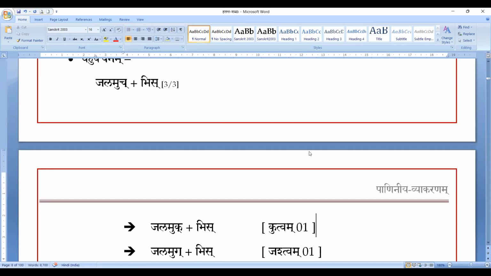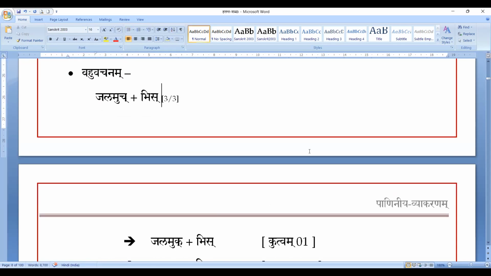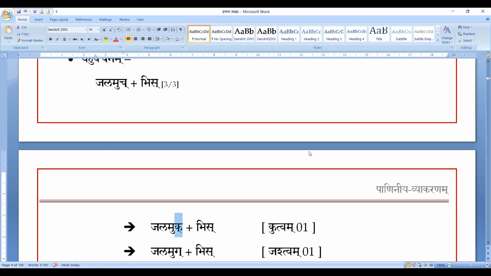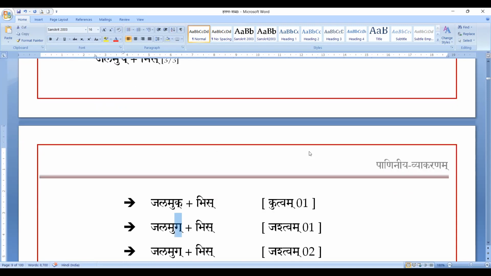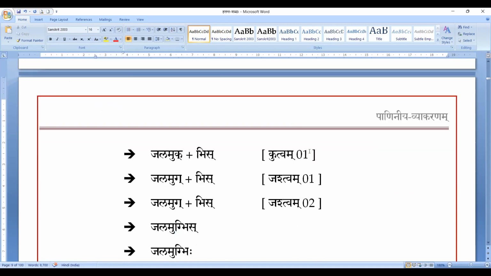In Bhasvachanam, you see, Jalamuch plus bhis. Jalamuch enjoys the Sanya. What Sanya? Padam. Padasanya. Padatvat padante sthitasya chavargasya kavargadesha bhavati, kutvadesha. So Jalamuk plus bhis. Then Jashtva vidhi number 1, Jalam Jashi ante. By that, you get Jash adesha, kakarasya sthane gakaradesha. Then Jashtva vidhi number 2, therefore Jalamug bhis.